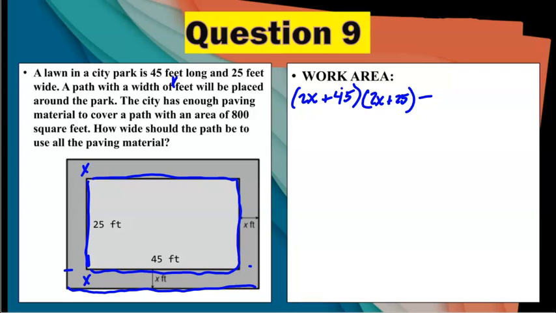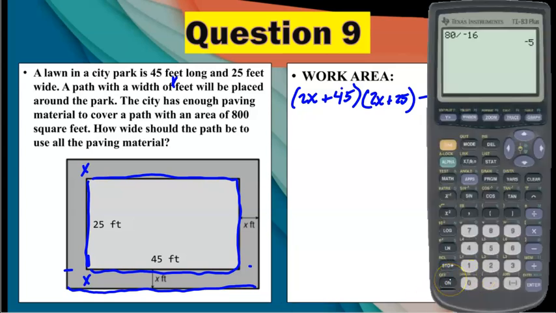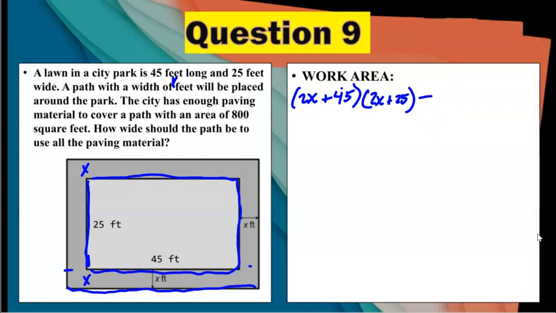So if we grab our calculator again and did 25 times 45, we would get 1125. So we would want to subtract 1125 from this. So the area of the big rectangle minus the area of the small rectangle should give us 800.